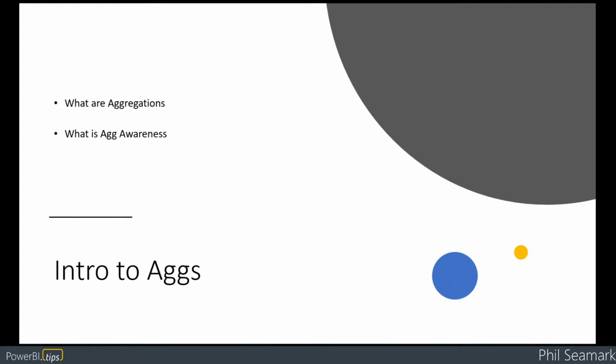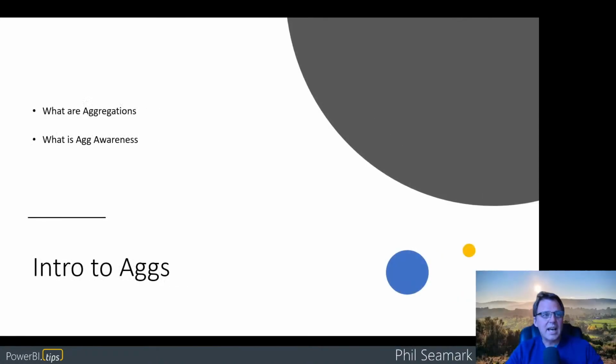So let's talk about aggregations, or AGs. What actually are aggregations? Quite simply, aggregations are a data modeling technique to help you speed up queries over large tables. Effectively, they're summary tables. The objective of an aggregate table is to allow calculations to return the same result, but using a table with fewer rows. Now, why should you care?